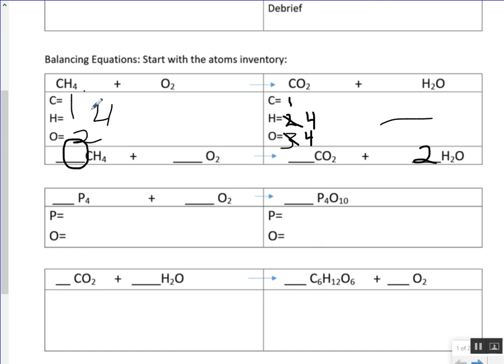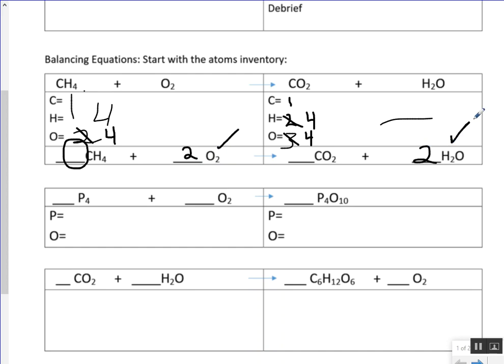Okay, so 1 and 1 is good, 4 and 4 is good, but I have 2 O's on the left where I have 4 on the right. So I need to double the number of O's. So here where I see the O's, I'm going to put a 2 in front. 2 times 2 changes this to 4. And then I just do a quick check. 1 C, 1 C, 4 H's, 4 H's, 4 O's, 4 O's. It's balanced. I'm done.